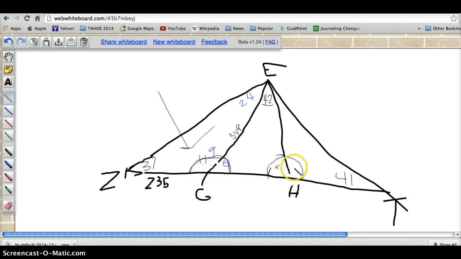these are supplementary. What does that mean? I'm going to leave it for you because we just did it over here. So hint, we did it right there. And that will help you find this angle.